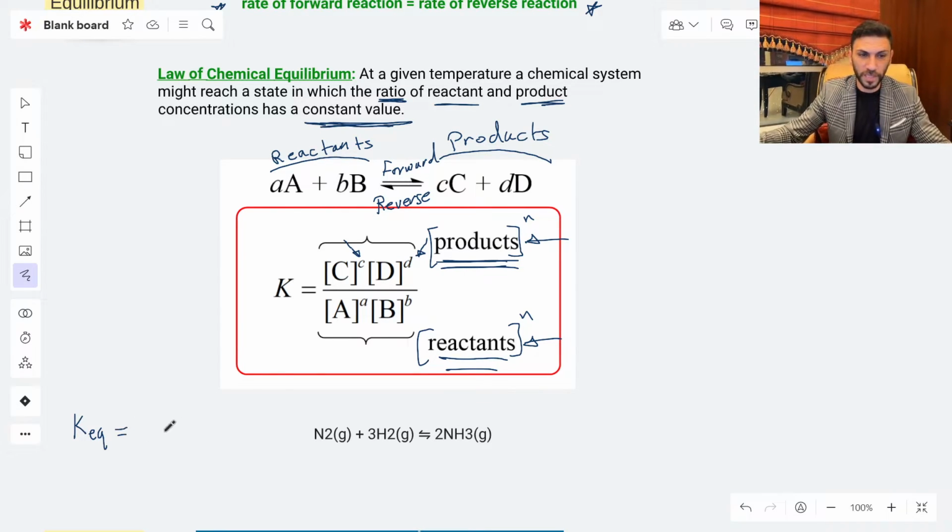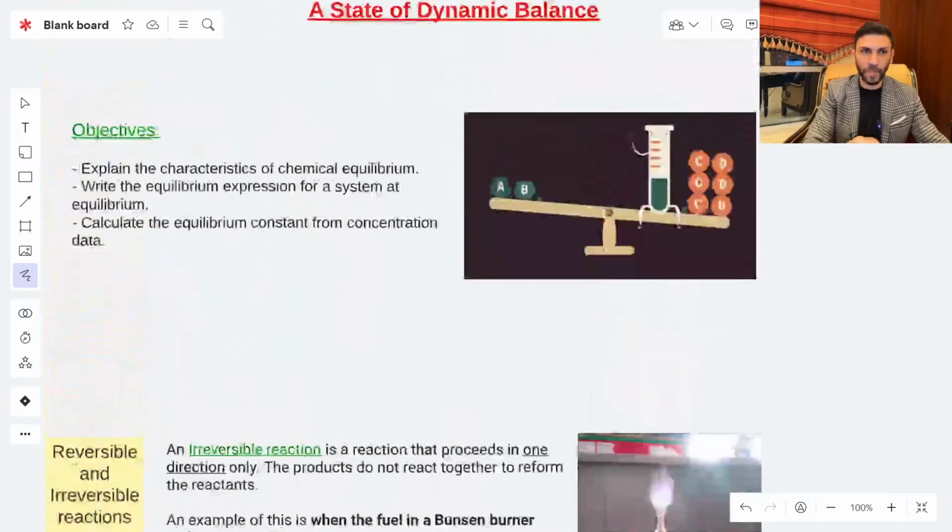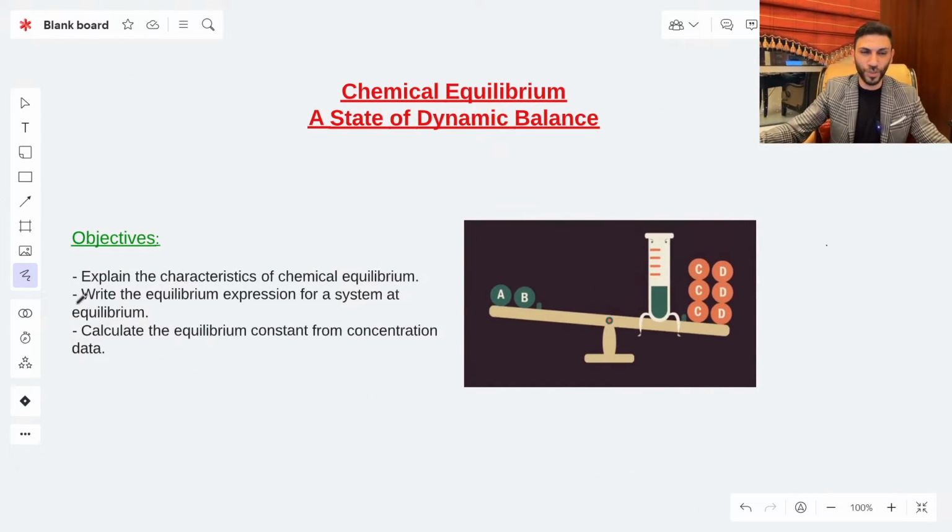So we're going to write it like this. The concentration of NH3 to the power of 2 divided by the concentration of nitrogen to the power of 1 multiplied by the concentration of H2 to the power of its number of moles, which is 3. So this is the equilibrium constant expression for this chemical reaction. And that was our second objective, which is how to write the equilibrium expression for a system at its equilibrium.